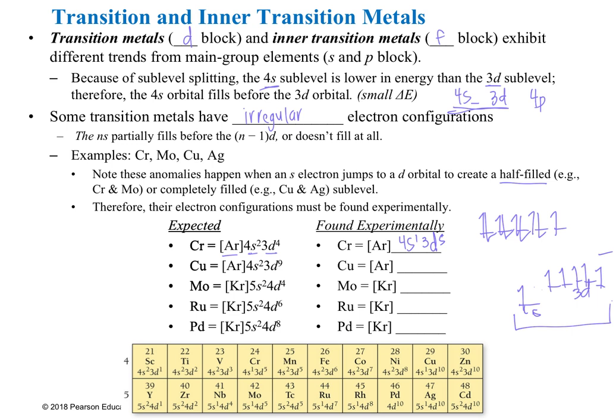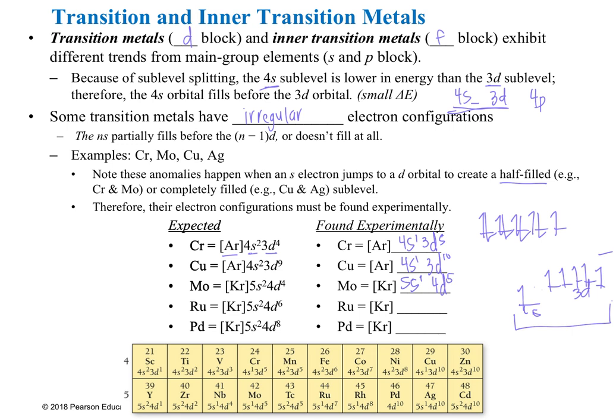So copper ends up becoming, instead of 4s2, 3d9, it becomes 4s1, 3d10. We also see molybdenum, similar to chromium, it would also be 5s1, 4d5, so that a d is half filled up.